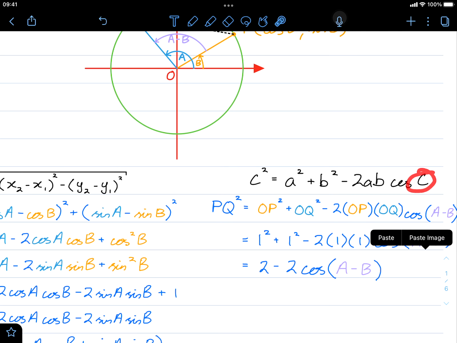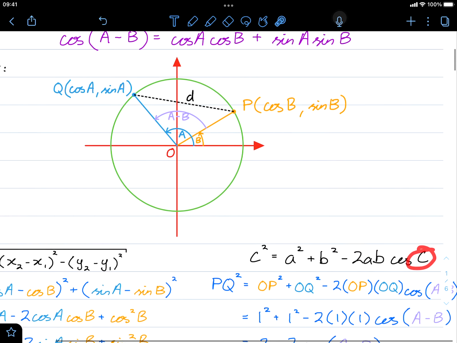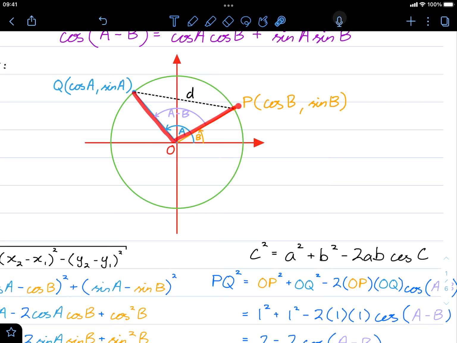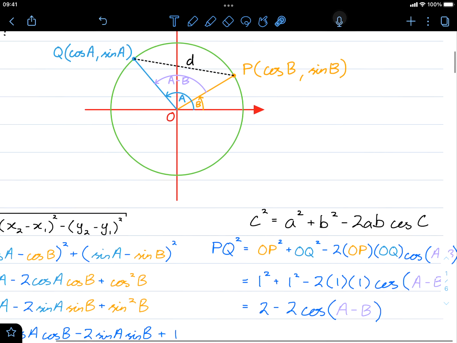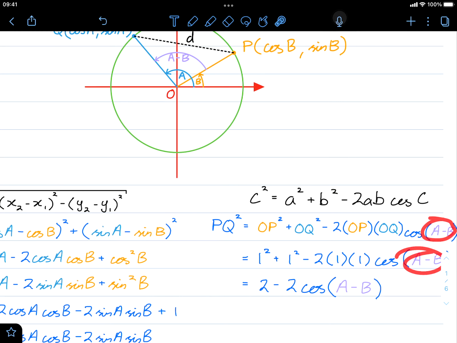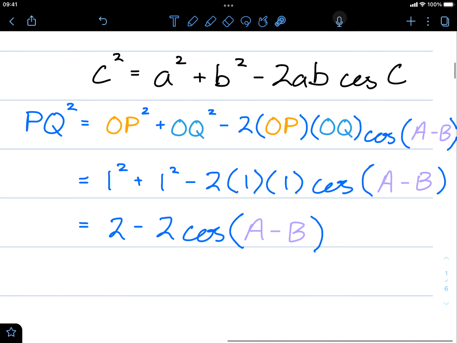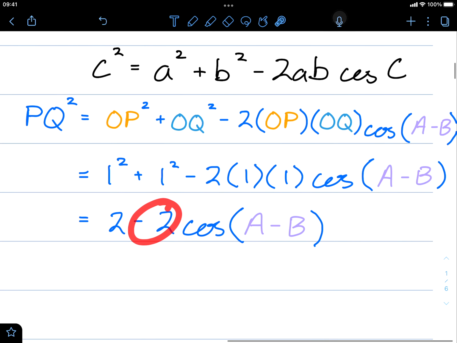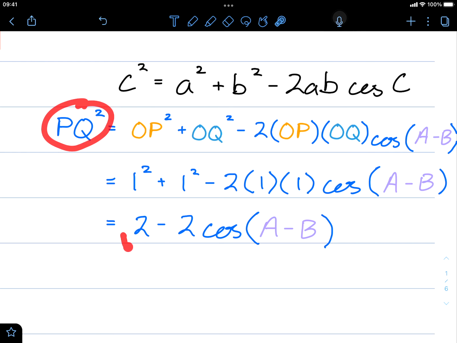And cos C is the angle in between the triangle. So we're looking at this triangle here, and the angle between them is A minus B. Hence why we have that A minus B. Collecting like terms, 1 squared plus 1 squared is 2. Negative 2 times 1 is just negative 2. And cos of A minus B remains the same. So we have PQ squared is equal to this expression as well.